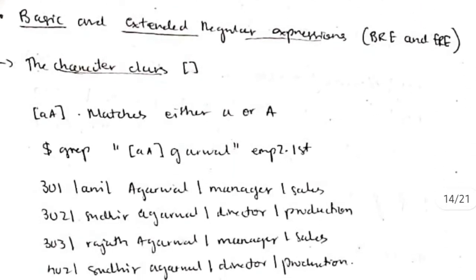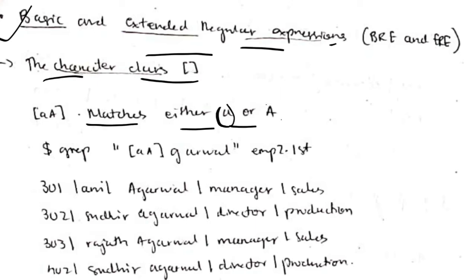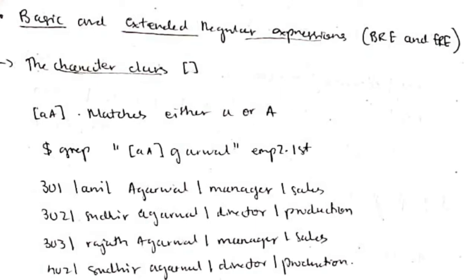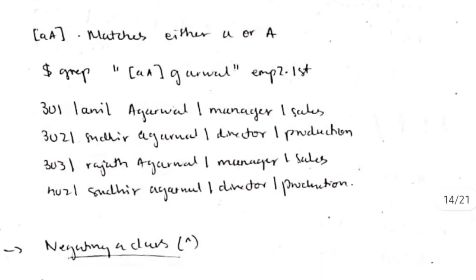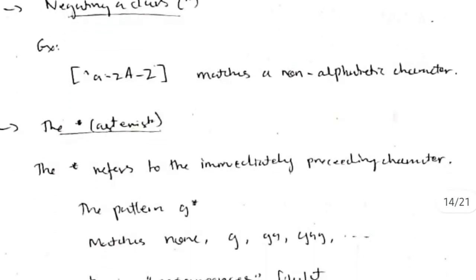And we have the basic and extended regular expression. This is also very important. Basic means we have the character class. Firstly, it matches either a or A, meaning small a and capital A. If any file starts with either small a or capital A, that can be searched by using this character class. If I specify this one, it will display all those files which start with either small a or capital A.